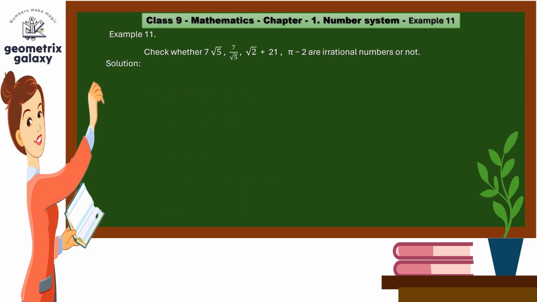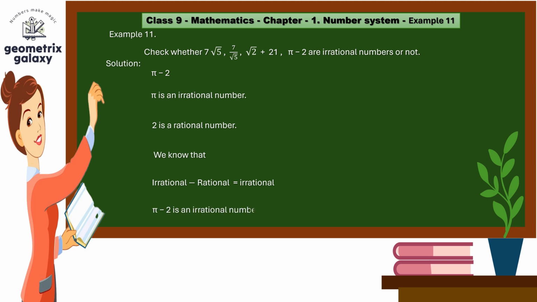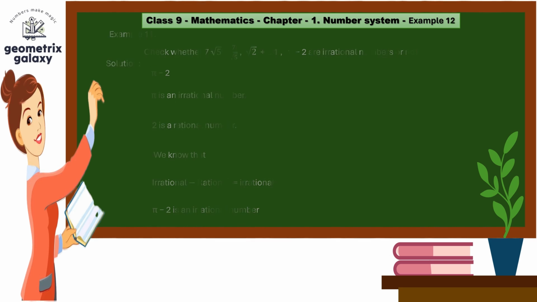Pi minus 2. Pi is an irrational number. 2 is a rational number. We know that irrational minus rational is irrational. Therefore pi minus 2 is an irrational number.